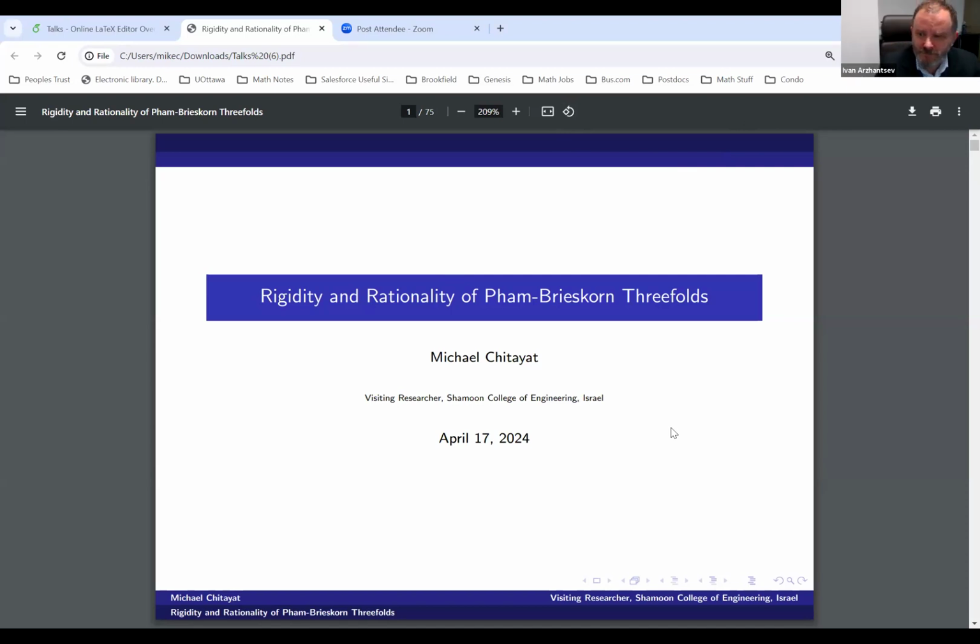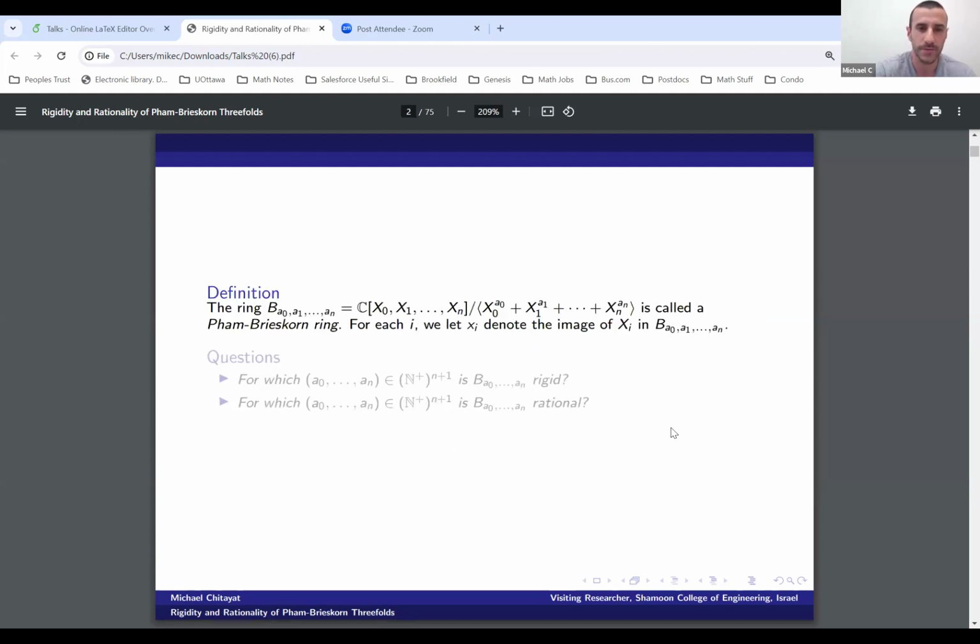So I'll speak about rigidity and rationality of Pham-Brieskorn threefolds. First, I'll give you the definition of a Pham-Brieskorn ring. This ring, which I denote by B(a0, a1, all the way up to an), is the quotient of a polynomial ring by the ideal generated by this element. Each of the generators is raised to some power, a0, a1 to an, and this ring is called a Pham-Brieskorn ring. For each i I will let little xi denote the image of big Xi in the Pham-Brieskorn ring, and I'll use that notation later.